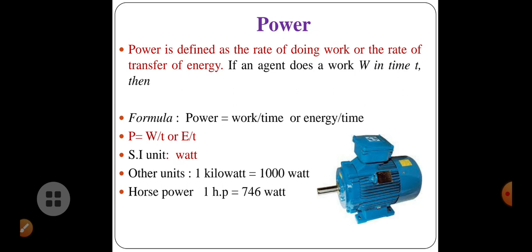Its SI unit is watt, as it was given by a famous scientist, James Watt. So according to his name, its unit was given. And other, bigger units, is kilowatt. Kilo means 1000 and watt as it is. And one more unit we use generally in terms of motors, that is horsepower. So 1 horsepower is equal to 746 watt.